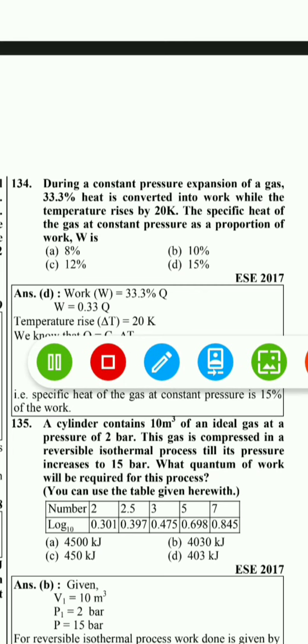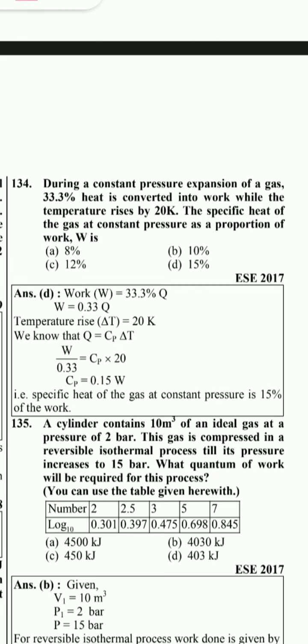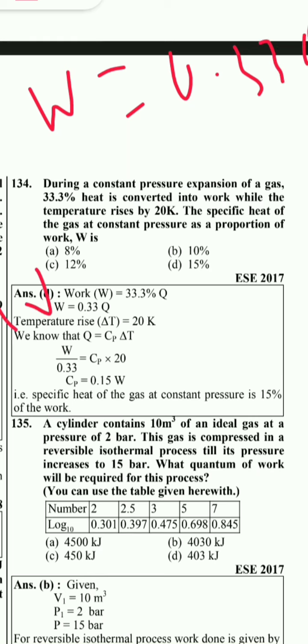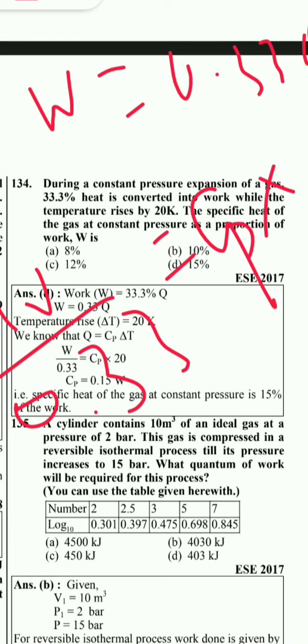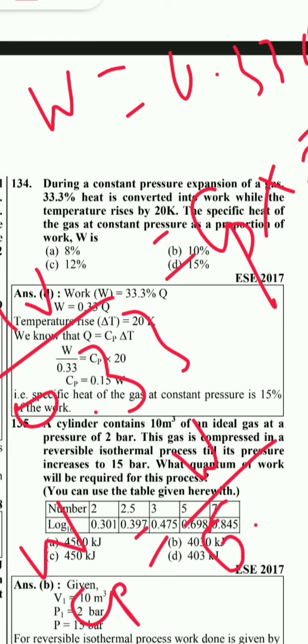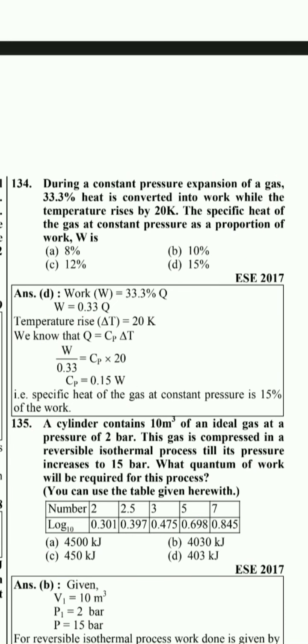We know that W is equal to 0.33 Q, so Q will be equal to W upon 0.33. This will be equal to Cp, taking the mass equal to 1 kg, times 20, the temperature rise. So Cp will be equal to W upon 0.33 times 20, that is W upon 6.6. So it comes out to be 0.15 times W. So 15% will be the answer, that is option D will be the right answer.